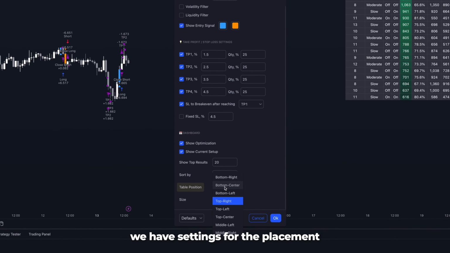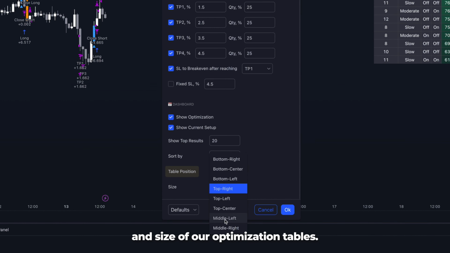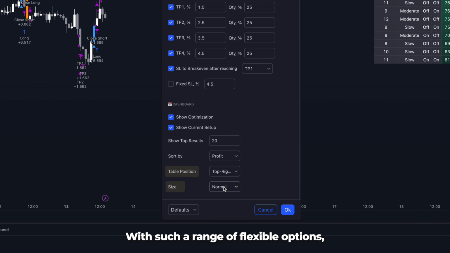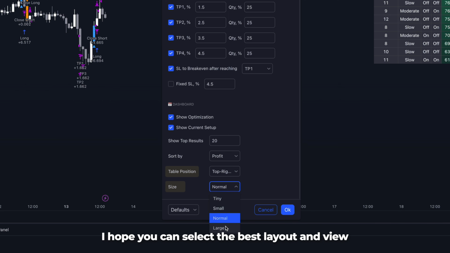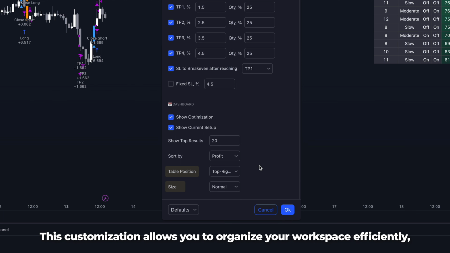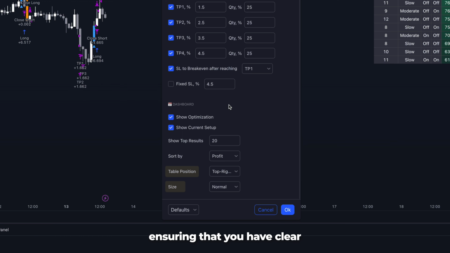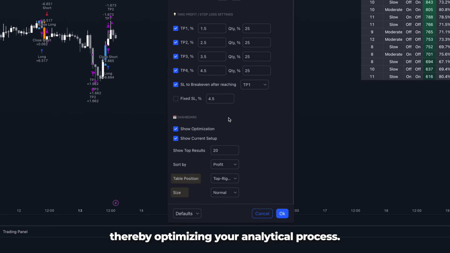Next, we have settings for the placement and size of our optimization tables. With such a range of flexible options, I hope you can select the best layout and view for the tables that suit your needs. This customization allows you to organize your workspace efficiently, ensuring that you have clear and easy access to all necessary data without overcrowding your screen, thereby optimizing your analytical process.